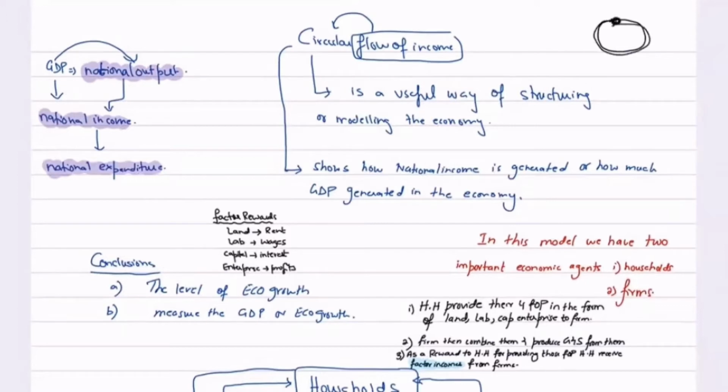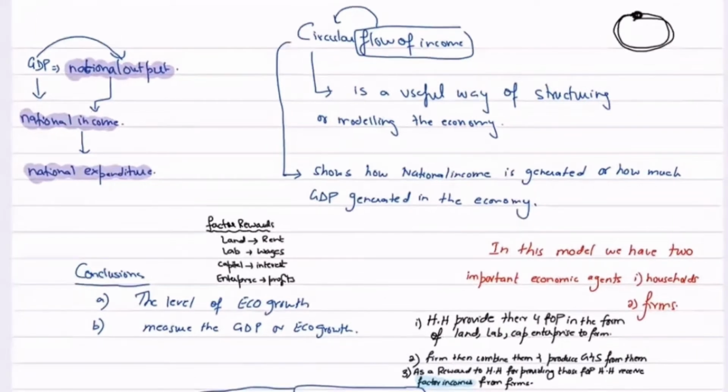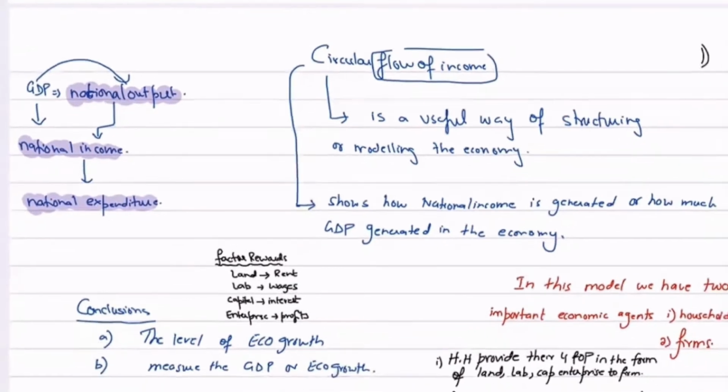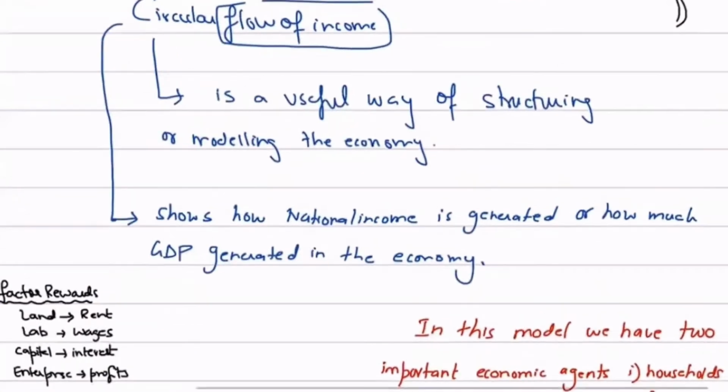So when we're talking about circular flow, what we are saying is that income is moving in a circular motion between all the relevant stakeholders that are present within that circular motion, right? And who are the relevant stakeholders? They're households and firms. और इसको अभी हम देखते हैं. तो पहली चीज तो आप इस बात को समझें कि circular flow of income जो है ना, काफी useful way है of structuring the economy as a whole and modeling it.